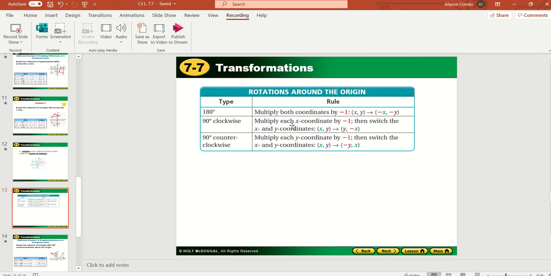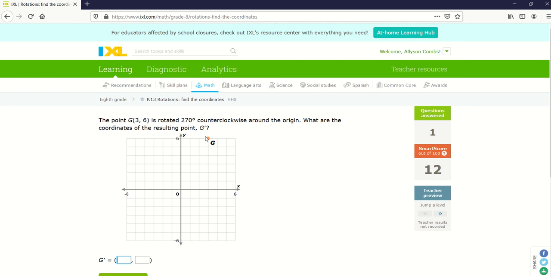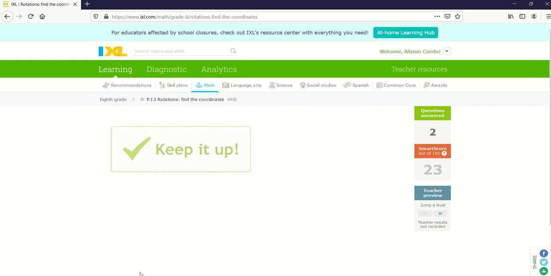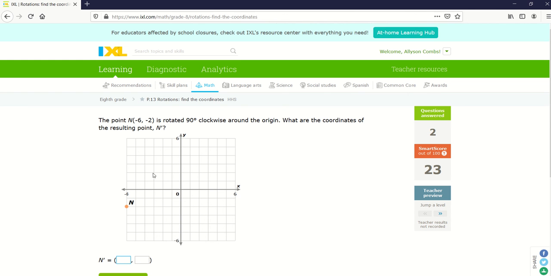So 90 degrees clockwise says multiply the X coordinate by -1, then switch them. So that means our Y is going to stay the same. So we're going to multiply our X coordinate by negative. So 3 is going to become -3, but it moves into the Y space and not the X anymore, which means that 6 is where 6 is going to go. This is our X coordinate right here. This is our Y coordinate. So our Y coordinate is going to become X now, and this one's going to be multiplied by -1 and move to the Y. Okay, so this one's 90 degrees clockwise. Hopefully you can understand that.